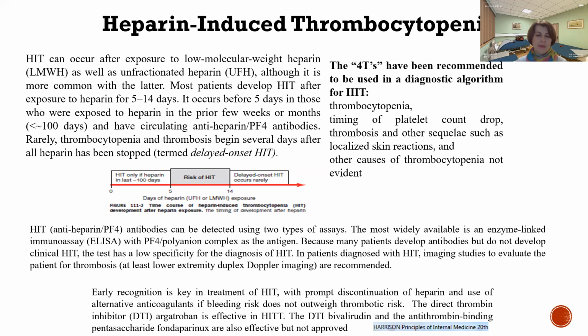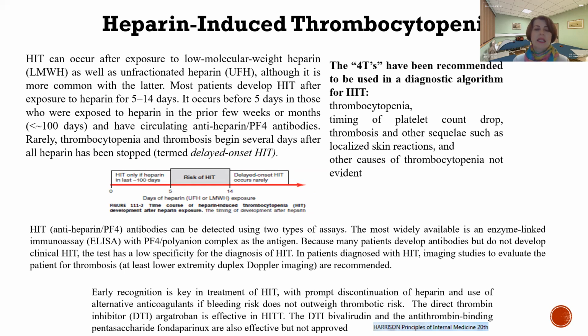Heparin-induced thrombocytopenia antibodies can be detected using 2 types of assays. The most widely available is the enzyme-linked immunoassay, ELISA, with the PF4-polyanion complex as the antigen. Because many patients develop antibodies but do not develop this disorder clinically, the test has a low specificity for the diagnosis of heparin-induced thrombocytopenia. In patients diagnosed with this disorder, imaging studies are recommended to evaluate the patient for thrombosis, usually lower extremity duplex Doppler imaging.